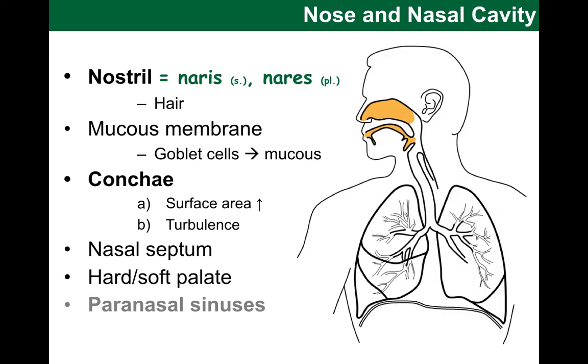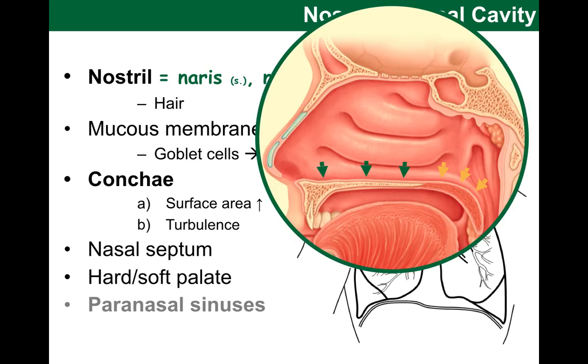I should also mention that the floor of the nasal cavity is formed by the hard and soft palate. So the hard palate is more anterior due to the bony structures inside it. I have shown this with green arrows on this picture. And the soft palate is posterior, with just soft tissue inside it, shown with yellow arrows. And at the very back, we have the uvula hanging down at the back of the mouth.